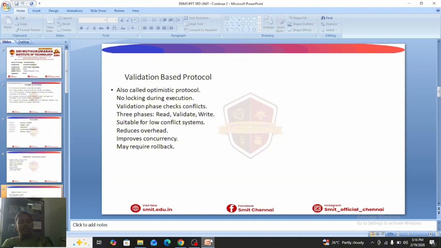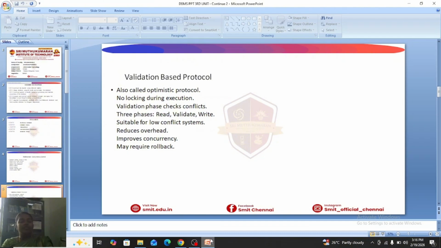Validation based protocol is a concurrency control technique in a database management system where transactions execute without blocking and are checked for conflicts only before committing. It is also called optimistic concurrency control because it assumes conflicts are rare. Why is it called that? Because it assumes most transactions will not conflict, so no locks are used during execution. Conflicts are checked only at commit time. This improves performance in low contention systems.